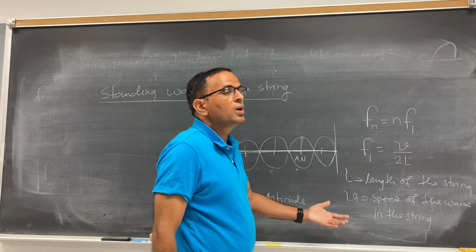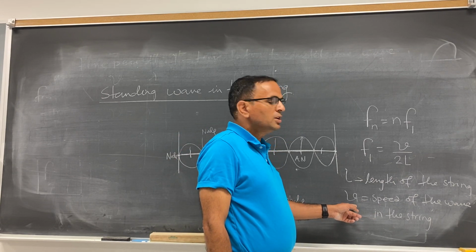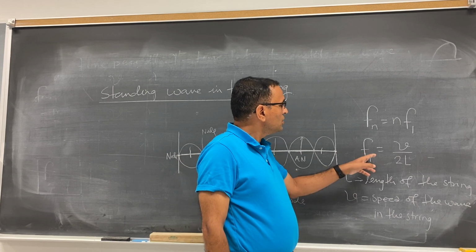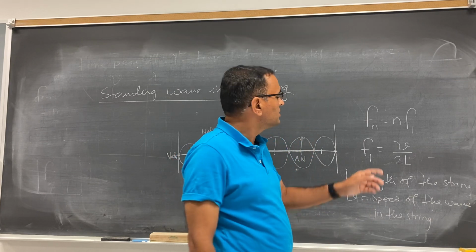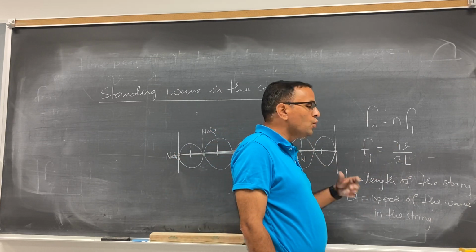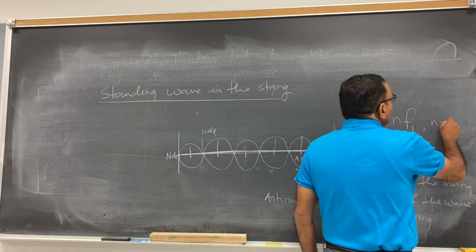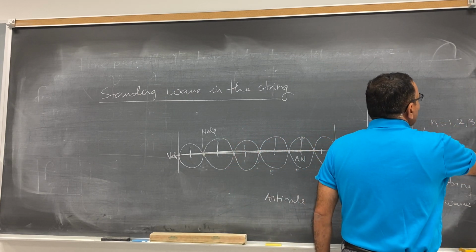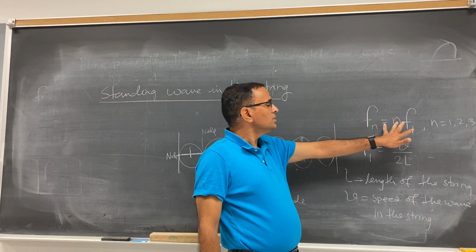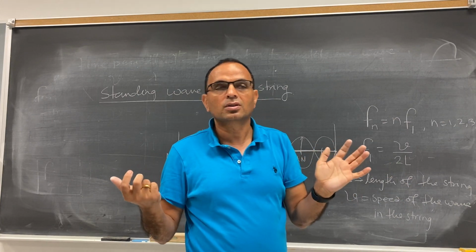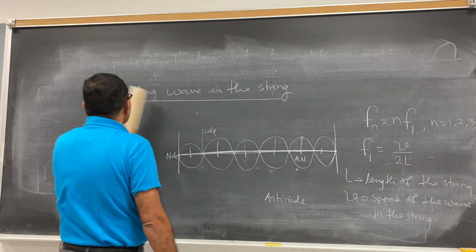We have a formula to calculate V also, but you don't need it. So F1, the fundamental mode, the very first mode, is V divided by 2L, where V is the speed of the wave in the string and L is the length of the string. Then n is 1, 2, 3, 4, and so on. So you can calculate the frequency of the different modes also, but you can ignore that. Okay, so this is about the string wave.